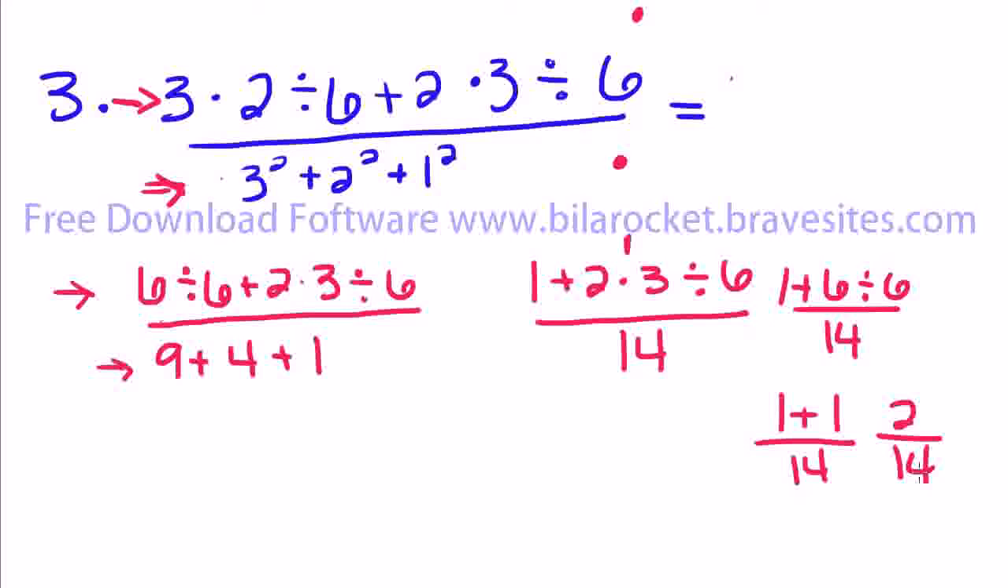And we're going to reduce this fraction. We're not actually going to divide it and get a decimal. We're going to leave it as a fraction just because it's easier. But I can reduce this by 2's. 2 goes into 2 once, 2 goes into 14 7 times. So our final answer is 1/7.